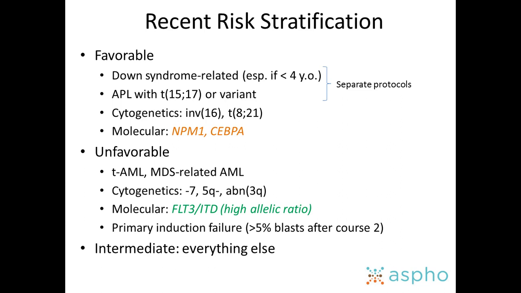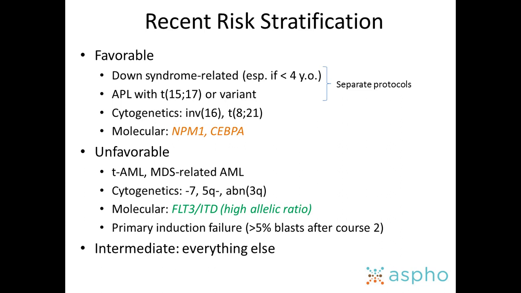Unfavorable changes include therapy-related AML and MDS-related AML, as I mentioned before. Having cytogenetic abnormalities that are associated with MDS-related AML, like monosomy 7, 5q-, et cetera. And then having a FLT3 ITD high allelic ratio mutation is associated with high risk.